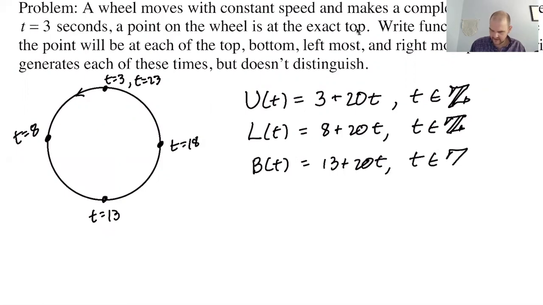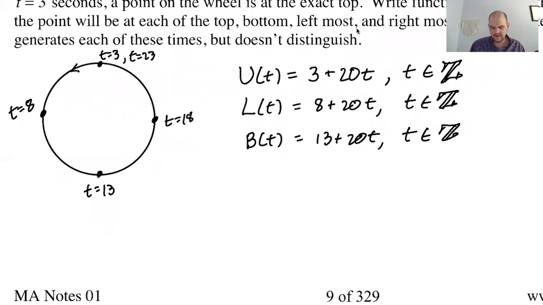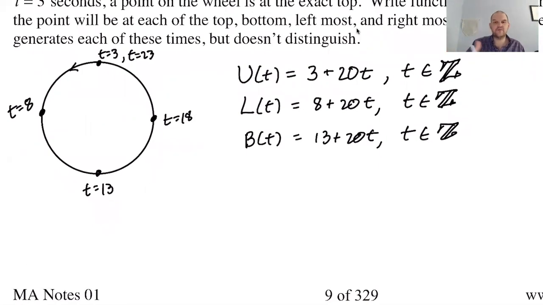So this is not bad, but it's like the kind of thinking and reasoning that you need. It'd be way harder to figure out other points on this. Later in the year, we're definitely going to figure those out though. The rightmost point is going to be at 18 the first time, plus 20t, t is an element of the integers.